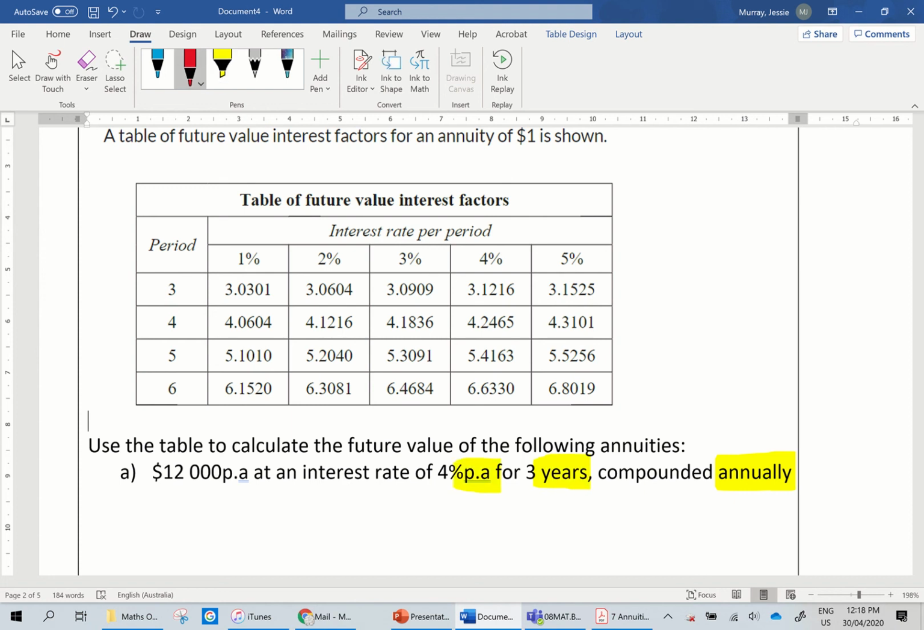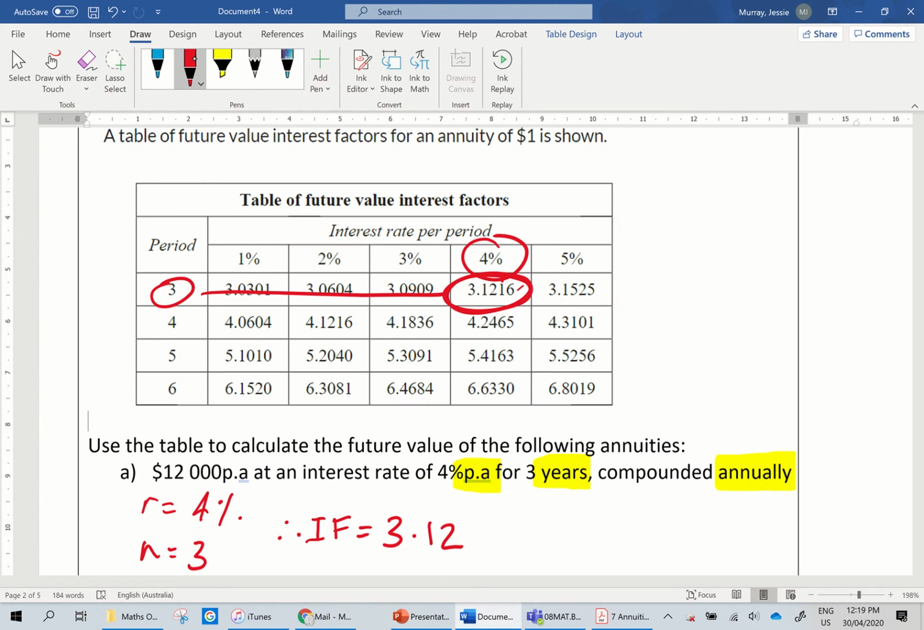On the side, I'm always going to write this. R stays as 4%. Actually, I don't even have to change it to a decimal for these because they're already in percentages. So 4%. N is going to be 3. So then therefore my interest factor, and I can just write that as IF. I go, okay, 4%, 3 years, go along my table, down my table, and there's my value. So my interest factor is 3.1216.